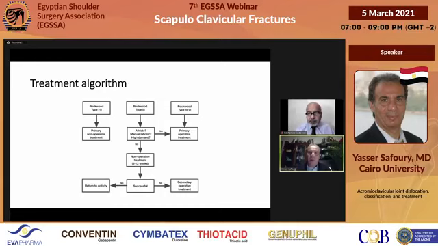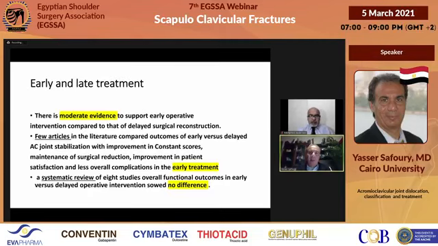Otherwise, we go for non-operative treatment with conservative treatment, and we follow the patient. Sometimes after 6 weeks, they still have some complaints and they are transferred into operative intervention. This is for type 3. Therefore, there are two issues.